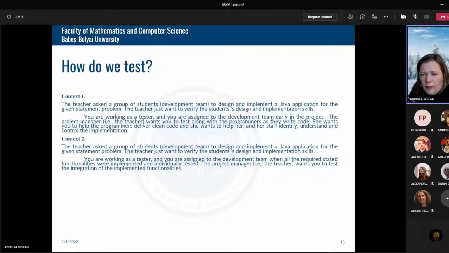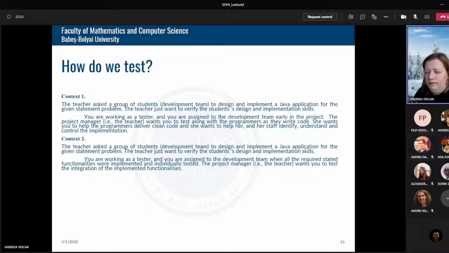In both cases, the stakeholder is kind of the teacher, but maybe now it's more clear that in the first context, the stakeholders are actually the programmers, because in the background, yes, you present to the teacher, but actually you have the programmers, right? And now it's maybe better emphasized that in the first context, the stakeholders are the programmers, and in the second context, the stakeholder is actually the project manager, the teacher, right? Do you agree?